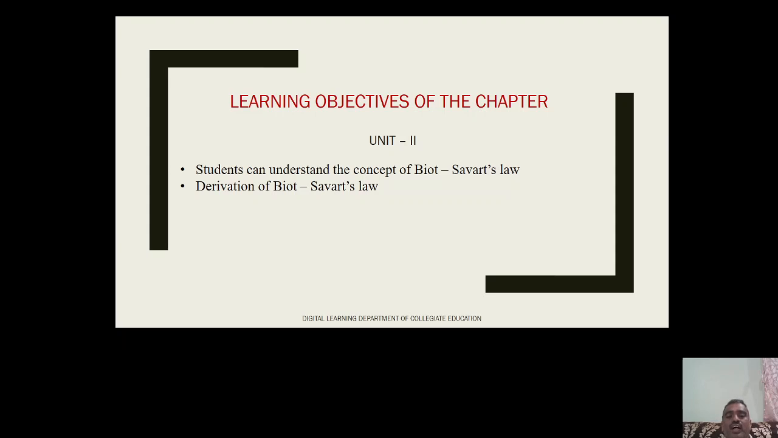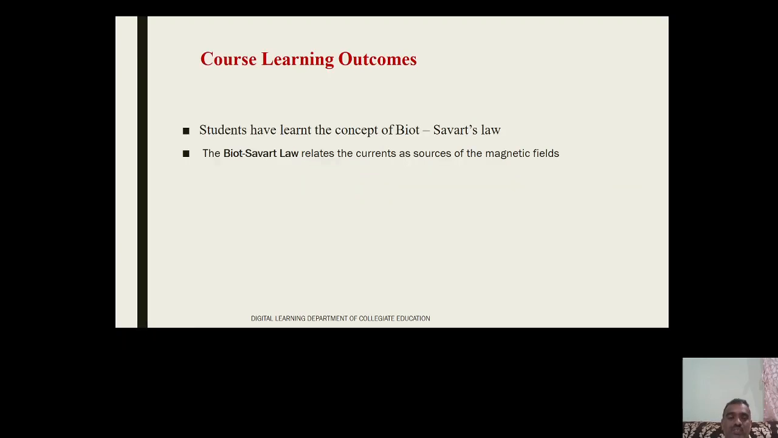This is the learning objective of this session. Here, one can understand the concept of Biot-Savart's law and its derivation. After completion of this session, you can clearly follow the concept of Biot-Savart's law and how this law relates currents as sources of magnetic fields.